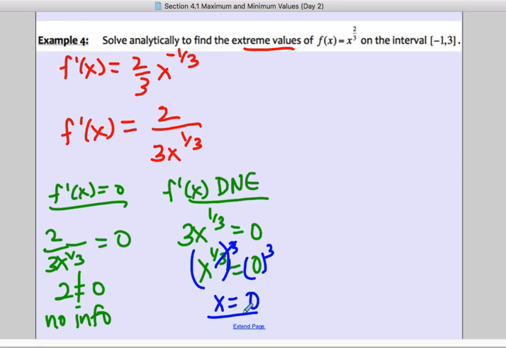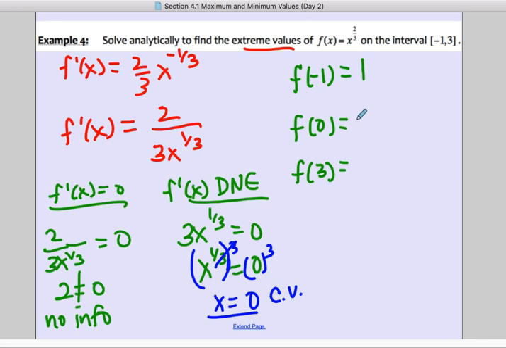I don't have any here, but I have this one. This is a critical value. So I would just make sure, is this critical value in my interval? Yes, it is. Okay, so that's good. So now I'm going to go ahead and check my endpoints and my critical value. So I'm plugging in -1. I'm going to plug in 0. And I'm going to plug in 3. All right, so if I plug in -1, -1 to the 2/3 gives us out 1. If I plug in 0, get out 0.